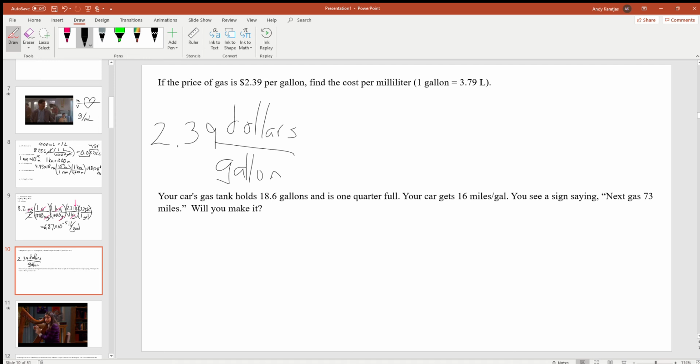Now, the first thing we should say here is, what do we expect as an answer? Do we expect a large number or a small number? Well, if you think about the relative sizes, a milliliter is tiny compared to a gallon. And so we should end up with a very small value for the cost of 1 milliliter of gas.